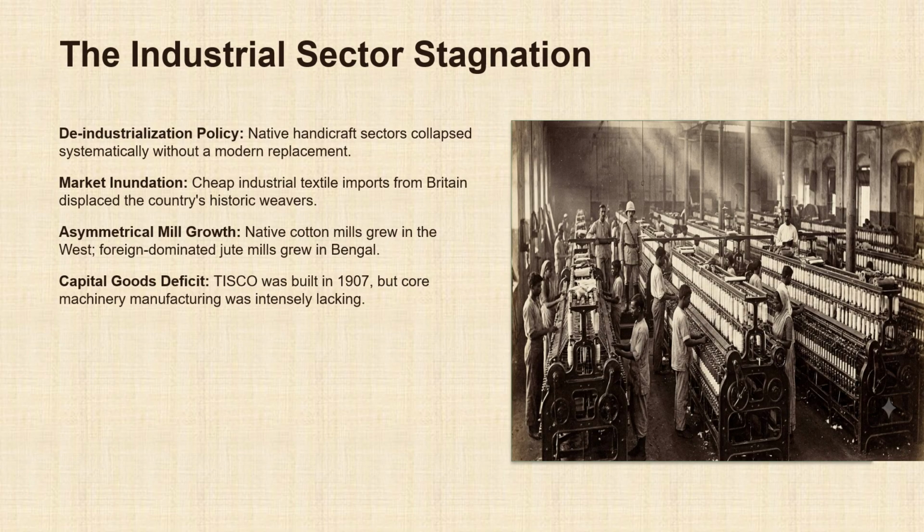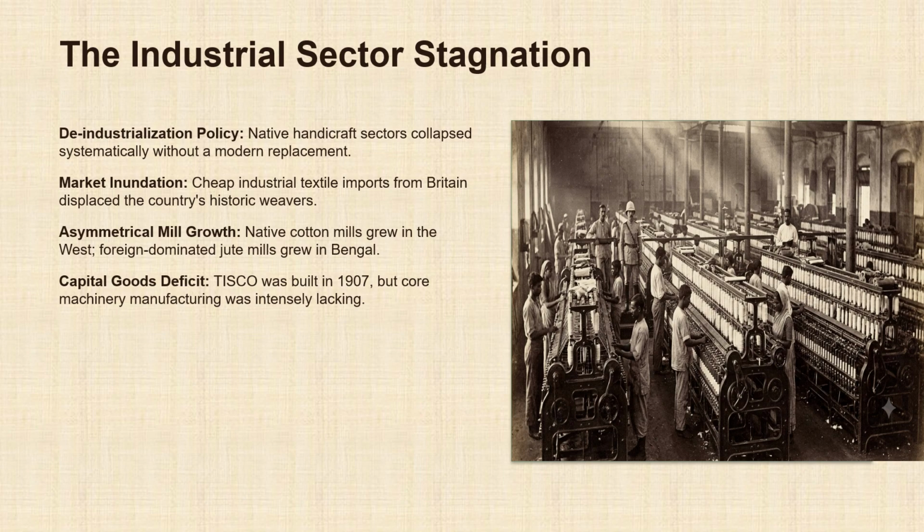The colonial industrial policy had a deliberate twofold motive. First, simply, turn India into an exporter of cheap raw materials, and second, convert India into a massive captive consumer market for finished British goods. This process displaced local artisans, basically our ancestors, without allowing a competitive domestic industrial base to grow.